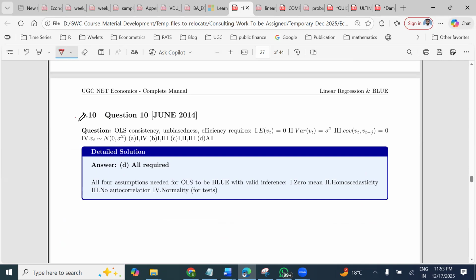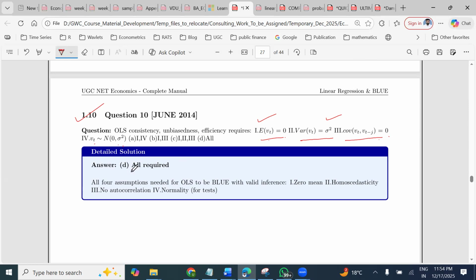Okay. So next question is, OLS consistency, unbiasedness, efficiency requires what? Expected value of Vt is equal to 0. So Vt is basically the error term, right? And variance of Vt is sigma square. Covariance of Vt and Vt minus j is equal to 0. Fourth, Vt is normally distributed with mean 0, variance sigma square. Now, what should be your answer? Is the answer all, D?